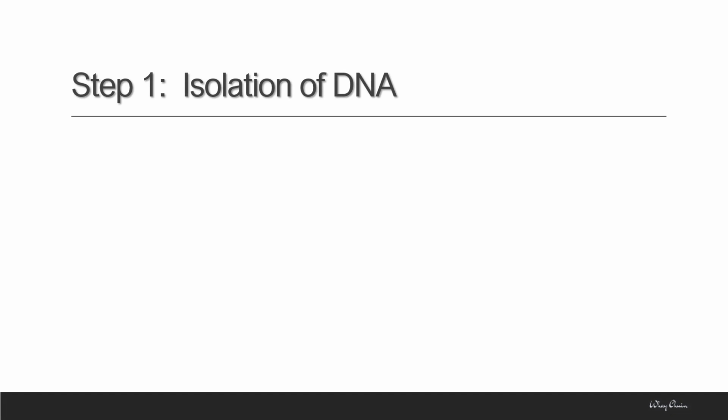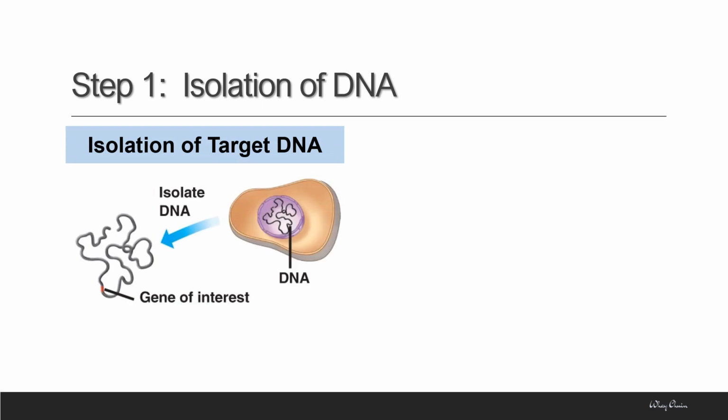The first step is isolation of DNA. So the DNA materials will be separated from the origin cell. There are two types of DNA that will be isolated during gene cloning. The first is target DNA. Target DNA contains the gene of interest. That means this segment of DNA contains the gene which is required for a certain purpose.